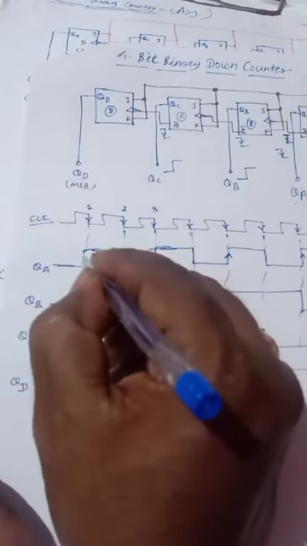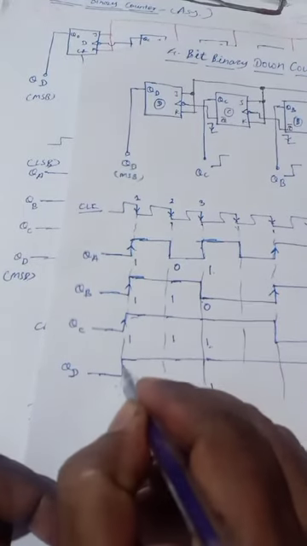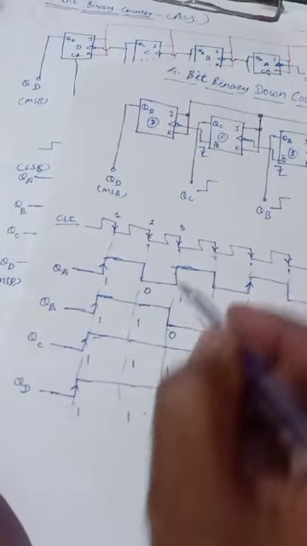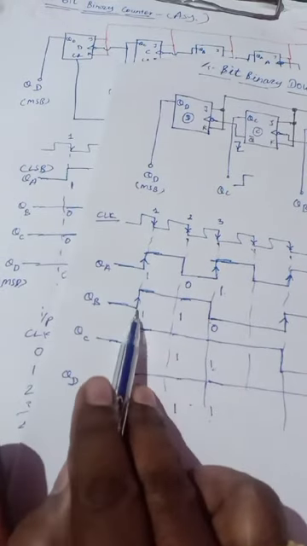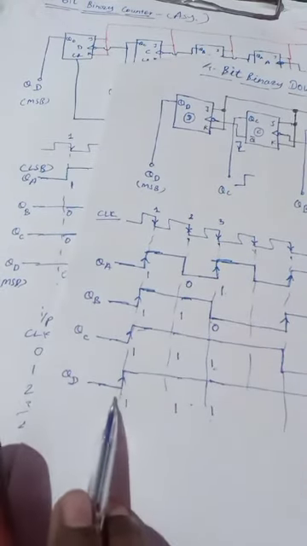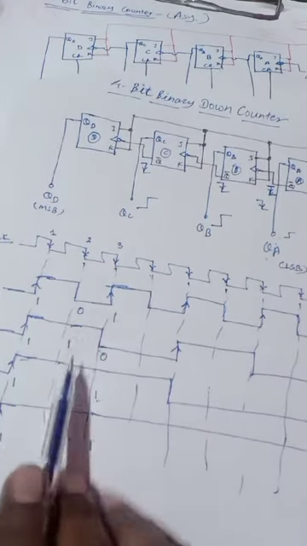So here is the rising edge. All these are rising edges. Here also a rising edge. So for the rising edge it changes, for the rising edge it toggles, for the rising edge it changes. Okay, so here no one change.